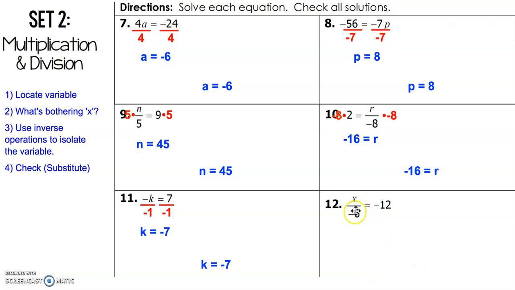Here I have what's bothering x. It's being divided by negative 6. So multiply by negative 6 on both sides. So I get x equals, because a negative times a negative is a positive, we get x equals positive 72.